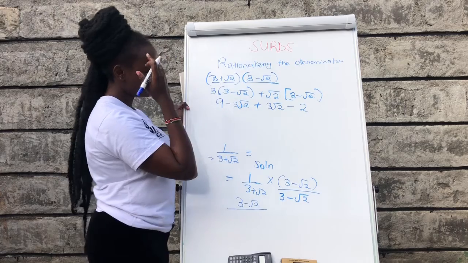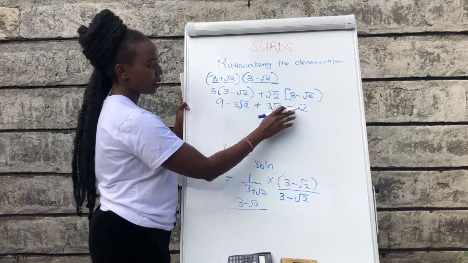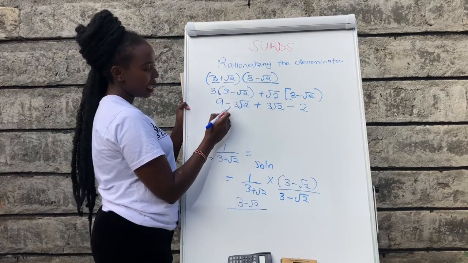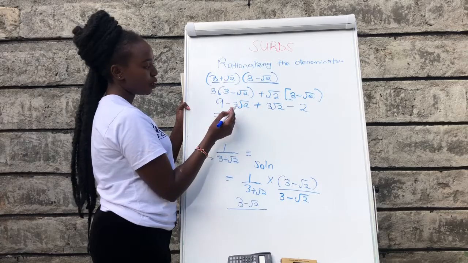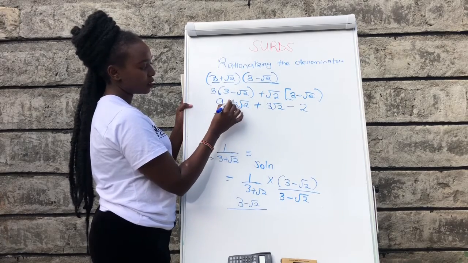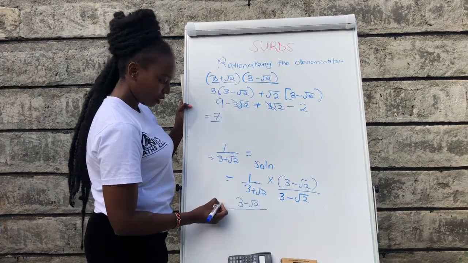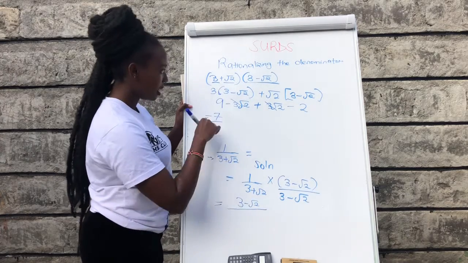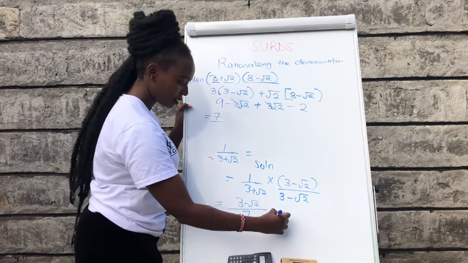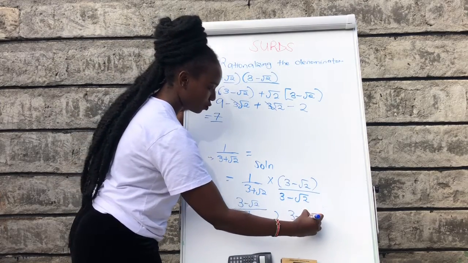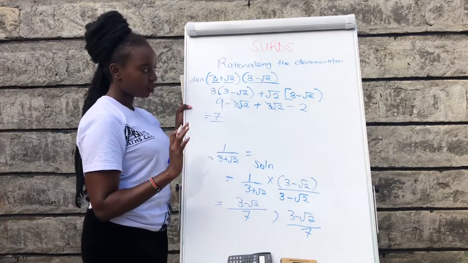So what we do here, remember the like terms, 9 and 2, so 9 minus 2 becomes 7, and negative 3 root 2 plus 3 root 2. Negative and positive, so this will cancel out, so you are left with 7. So your answer will be the numerator, and the denominator which you are calculating here is 7. So your answer will be 3 minus root 2 over 7. So I'm hoping you've actually understood.